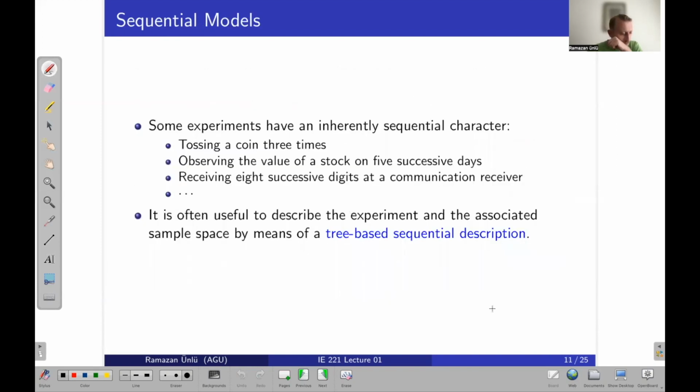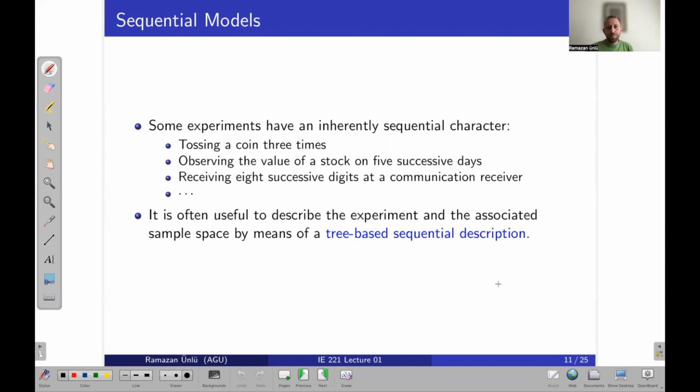Another topic is sequential models. Some experiments have an inherently sequential character, like tossing a coin 3 times: I toss 1, I toss 2, and I toss 3. So this is a sequential event. Another one is observing the value of a stock on 5 successive days. This is one experiment. And another is receiving 8 successive digits at a communication receiver.